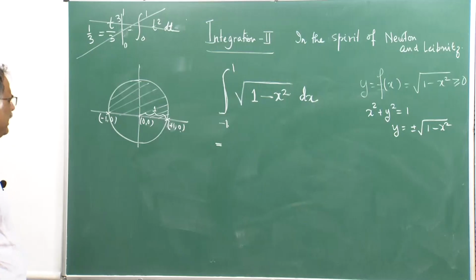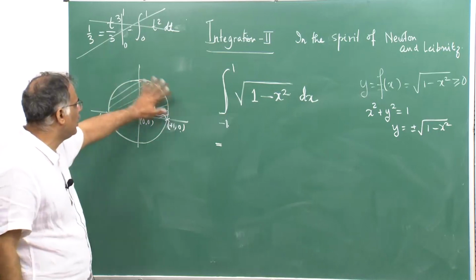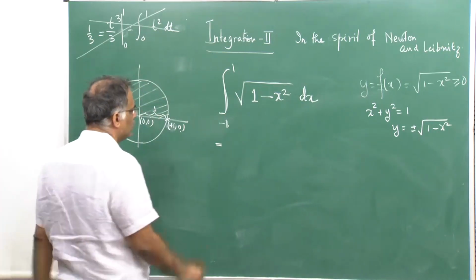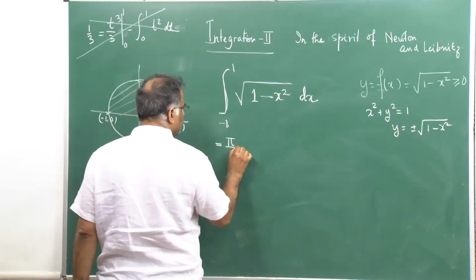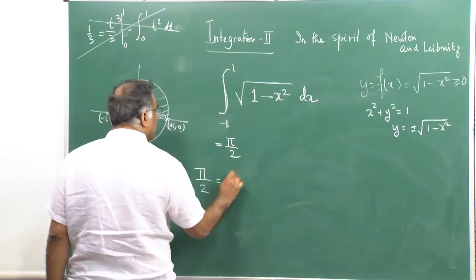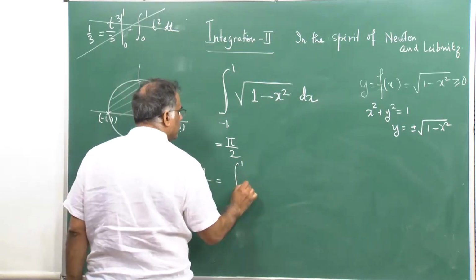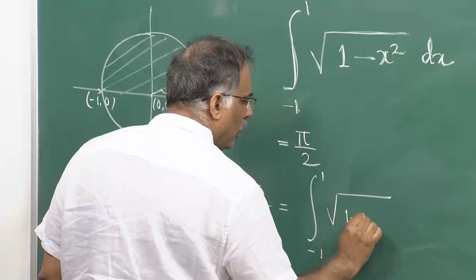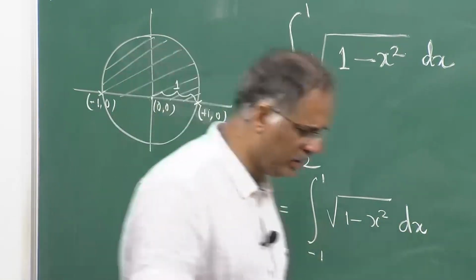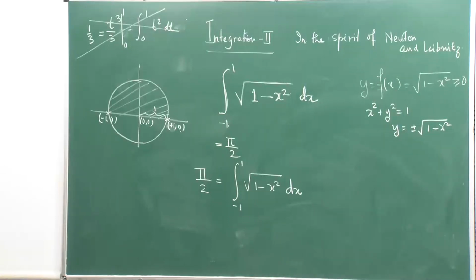So its area is pi r square, it is pi, but I am only looking at the half part, it is symmetrical, because I am just evaluating the positive part. So this is nothing but pi by 2. So pi by 2 is the integral from -1 to 1 of √(1 minus x square) dx. See, such a complicated looking integral can be immediately figured out.